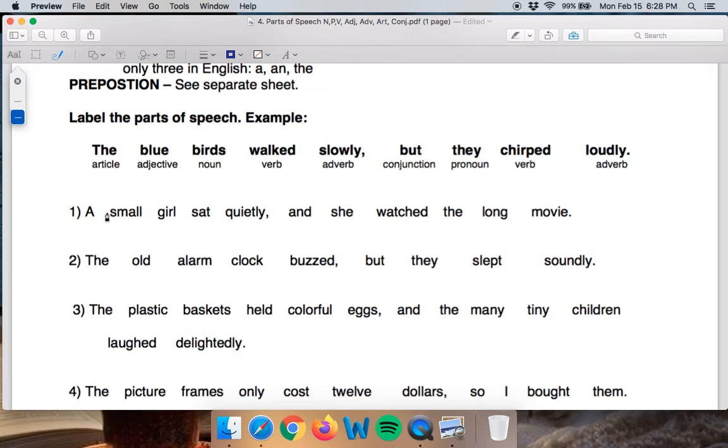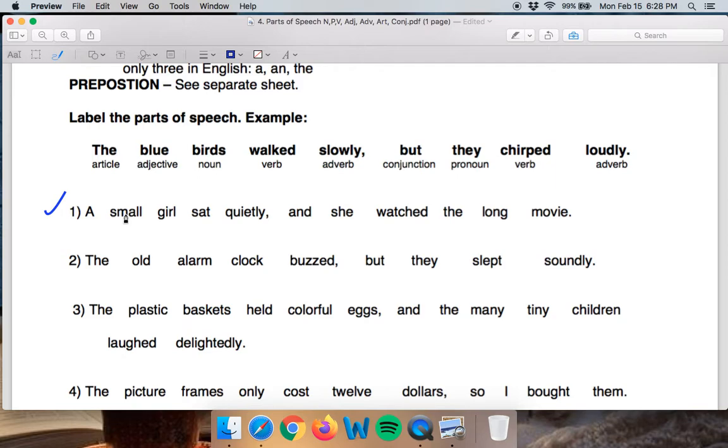All right, so here we have number one. We have a group of words. We don't know if it's a correctly written sentence or not. We just know that it's a group of words, right? And so what we want to do is find the nouns or pronouns or verbs in this group of words. So we're looking for people, places, or things. So, is small a thing? Can I say, here's a small?